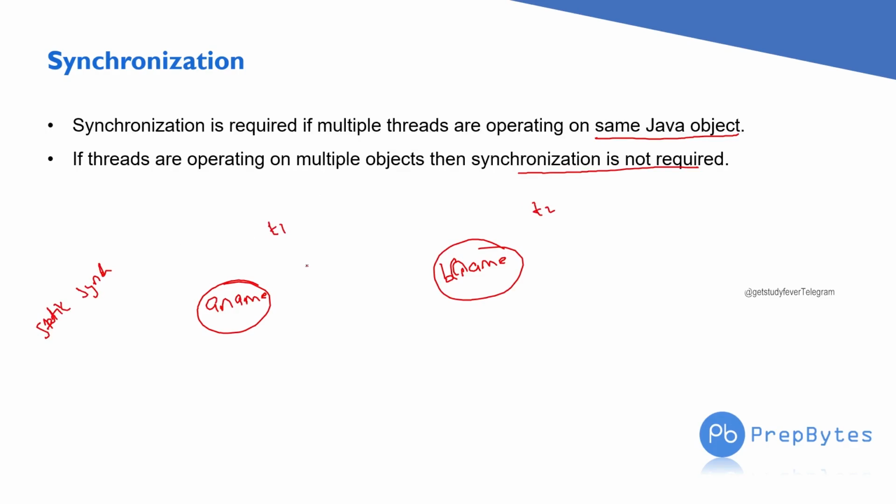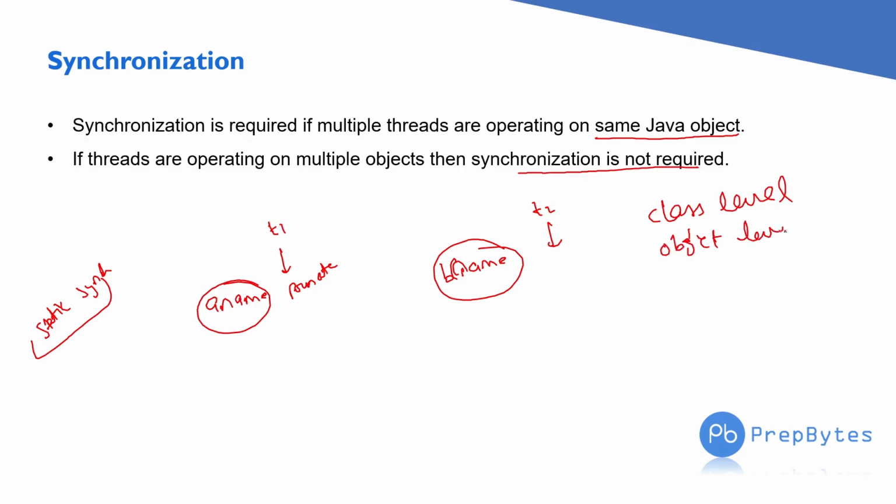T1 and T2 are my two threads. They both want to execute print name, but now the print name function is not a synchronized function, it is a static synchronized function. So what T1 and T2 need is not the object level lock but a class level lock. Okay, just keep this in mind. There are two levels of lock, class level lock and object level lock.